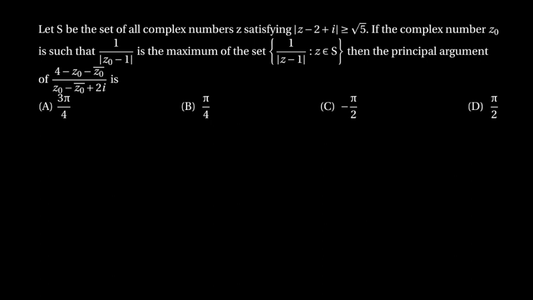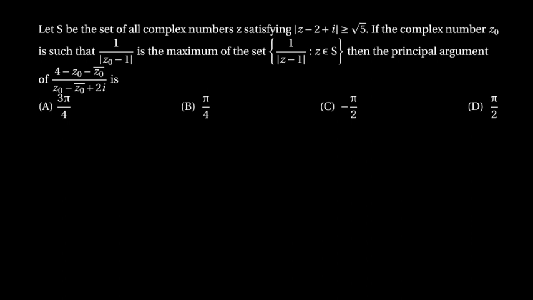If the complex number Z0 is such that 1 by modulus of Z0 minus 1 is the maximum of the set of all 1 by mod Z minus 1 such that Z belongs to S, then the principal argument of 4 minus Z0 conjugate divided by Z0 minus Z0 conjugate plus 2i is.